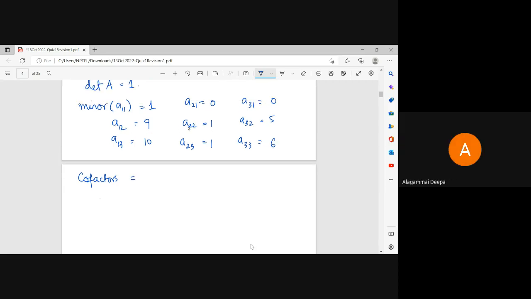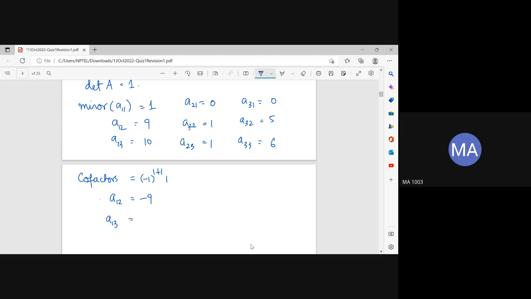1. For A21 it will be minus 9, minus 1 raised to 2 plus 1. So when you add the indices, if you get an odd number, you will put a minus sign. If you get an even number, you will keep it positive.